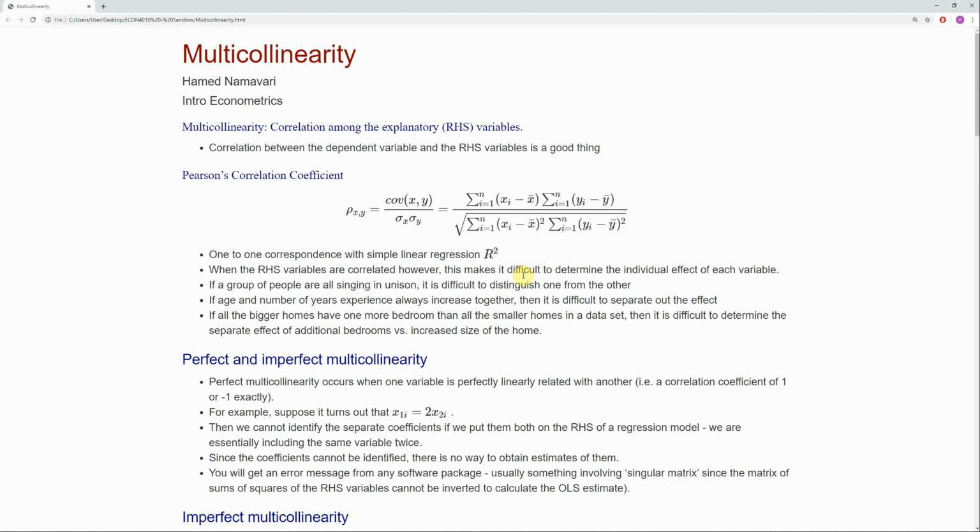Multicollinearity is an issue in linear regression when you have correlation among your right-hand side variables. So when your independent variables are correlated, you will have this kind of problem. It's okay to have correlation between the dependent variable and the independent variables, and that's the goal of the regression analysis. But if your right-hand side variables are correlated, you could get misleading results.